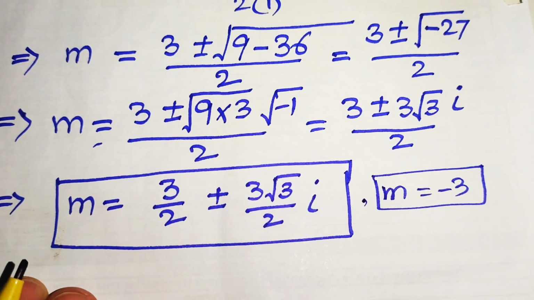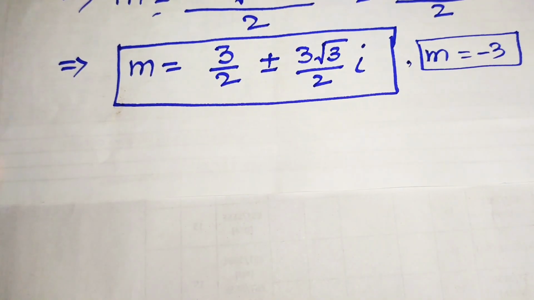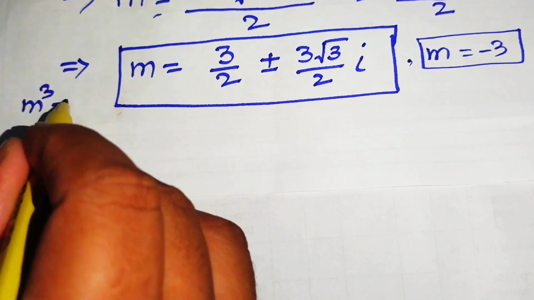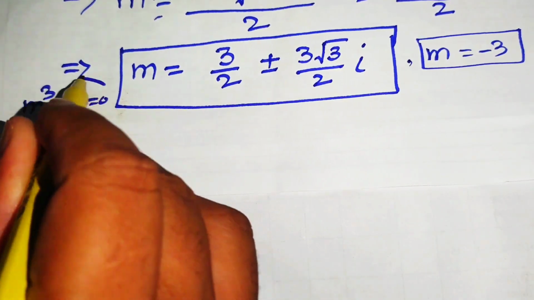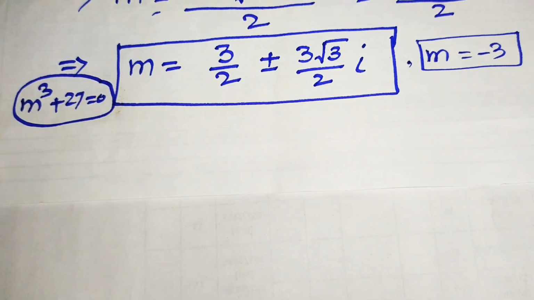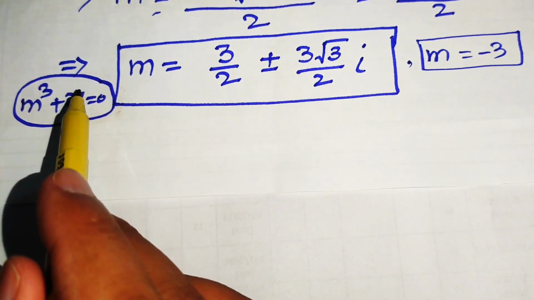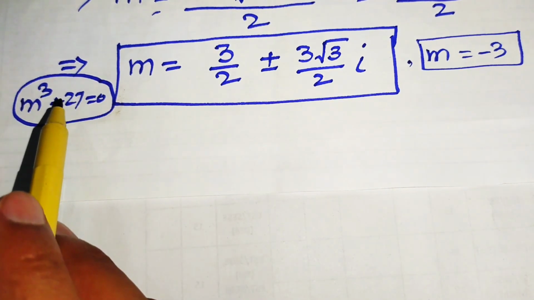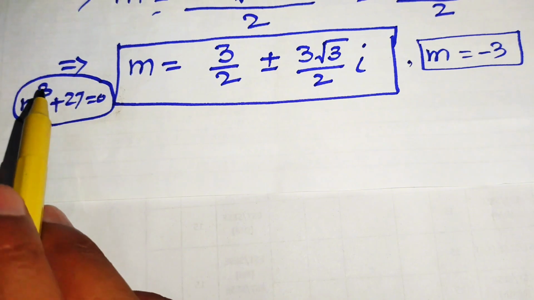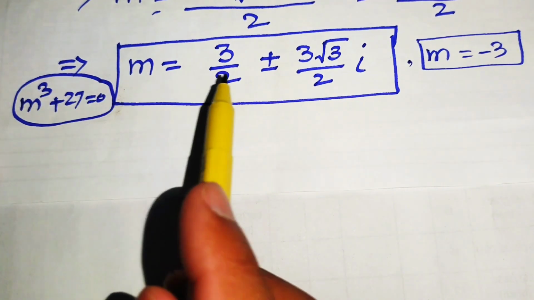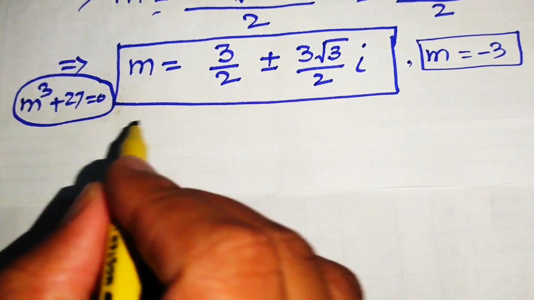So now we have another method to solve this problem. Here you remember one thing: our given question statement is m cubed plus 27 equals 0. The degree of this equation is 3. So it means that the solution of this equation has only three roots. The number of solutions or roots of this equation equals the degree of this equation. So if the degree is 3, it means that there are three roots of the given equation.